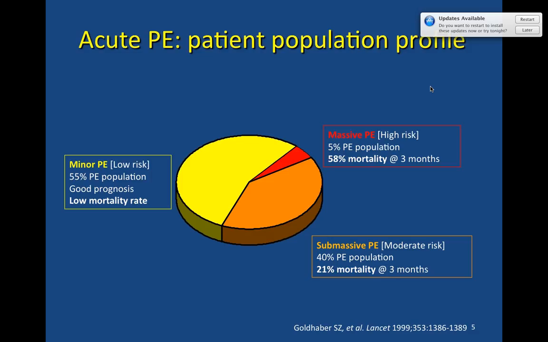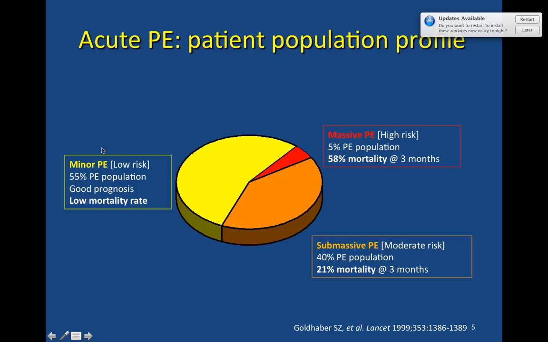And it carries a 58% mortality. While if you look at the minor PE, and these are the majority of patients, the mortality is low, they have good prognosis, but please focus on the submassive PE population. That's 40% of PE population, so we're not talking about a small percentage. And these have, based on different studies, up to 20% mortality at 3 months.